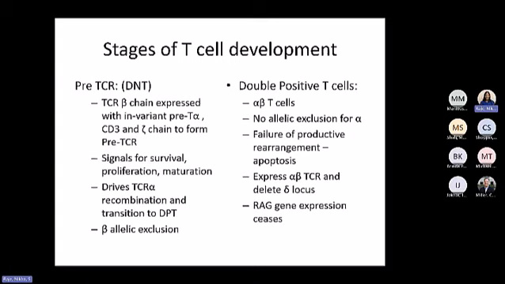We talked about the stages of T cell. So the pre-TCR is similar. The TCR beta chain is expressed on the surface with the surrogate chain, the pre-T alpha chain. CD3 and zeta chains are the signaling molecules. The signal has to go through those signaling chains in this pre-TCR stage so that it survives and proliferates. If it does, then it will go on to become a double positive T cell, which will express the alpha beta TCR and delete the delta locus, and it will start expressing CD4 and CD8 on its surface.